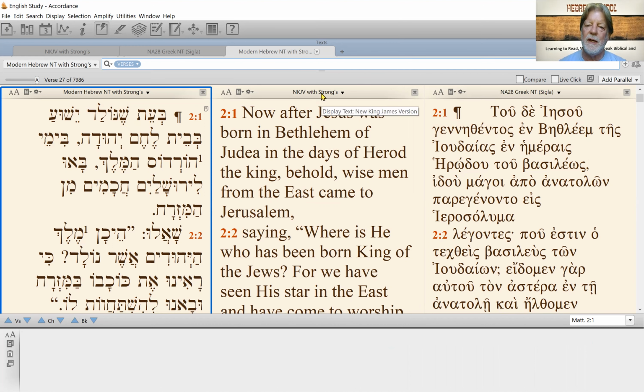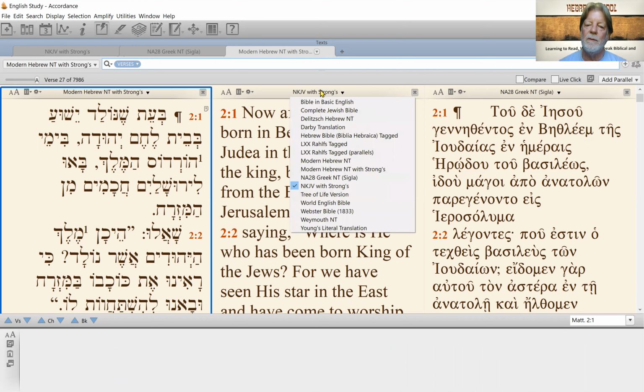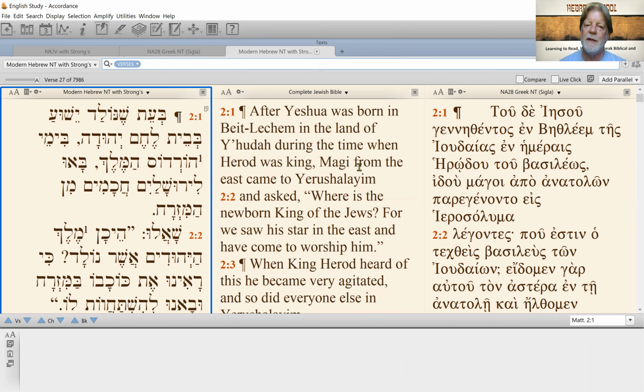Actually, we could look at a Hebrew, or rather a Jewish English Bible. Maybe we'll do that today. So we will look at the Complete Jewish Bible by David Stern, is the translator of this, and he uses the Hebrew names of Bible characters. So Jesus becomes Yeshua in the Complete Jewish Bible. So that's kind of cool. So we will use that one today.